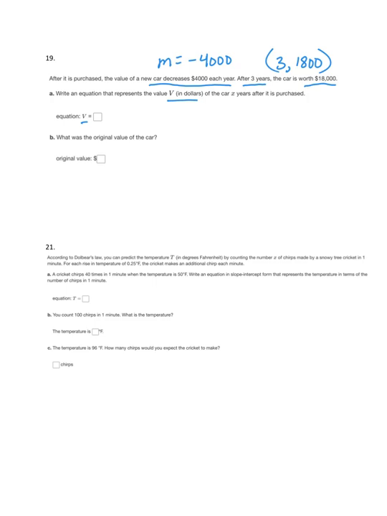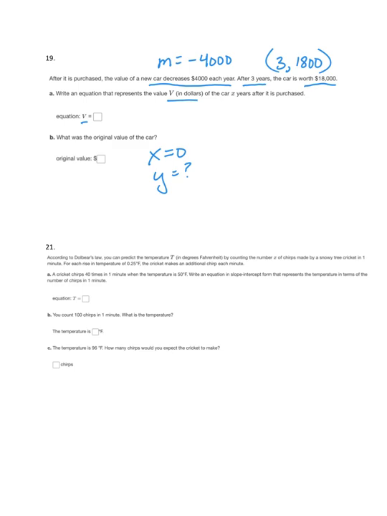And then the second part of this, once you have your equation written, is you're going to find out what was the original value of the car. So you're going to say when x equals 0, what does y equal, or what does v equal in this case?